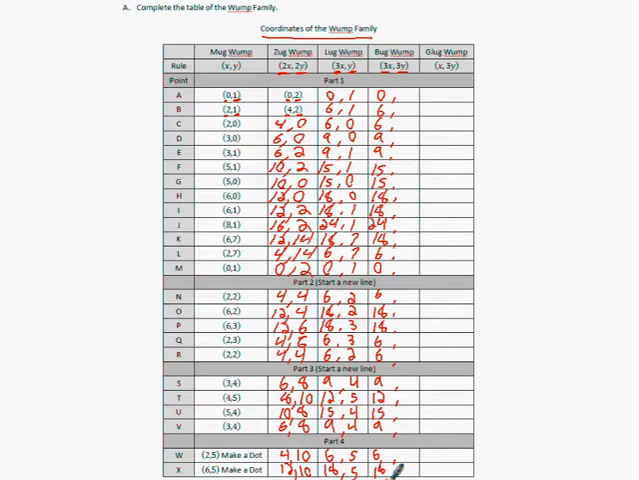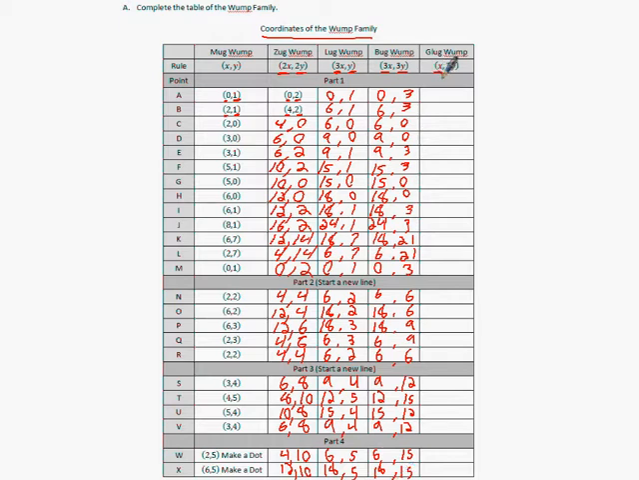3 times the second number we have not done yet, so I'm going to refer back to these numbers, and it's going to be 3 times each of those numbers. Alright, that is Bugwump. Now let's look at Glugwump.